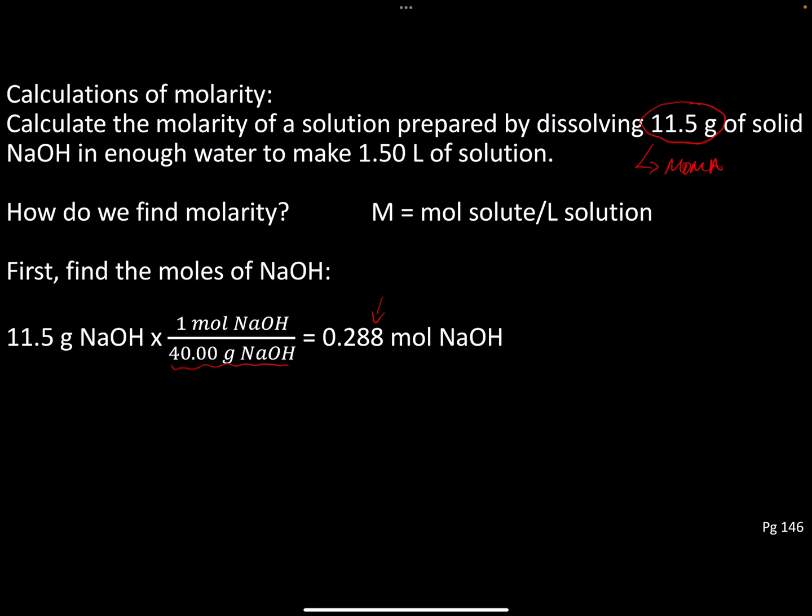Well, what do we do next? This formula actually tells us exactly what we need. The idea that moles over liters is molarity tells us how we can calculate molarity. So we just take the number of moles and divide it by the number of liters.